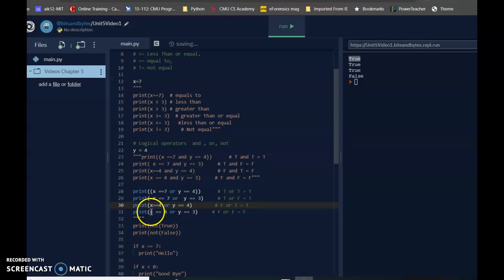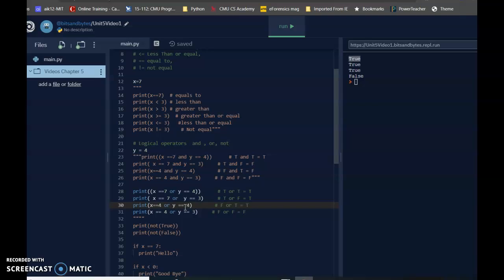okay? Again, I have x equals 4, and x here is 7. That is a false statement. Y equals 4. Y is 4, so 4 does equal 4. That's a true statement. So false or a true gives me a true.